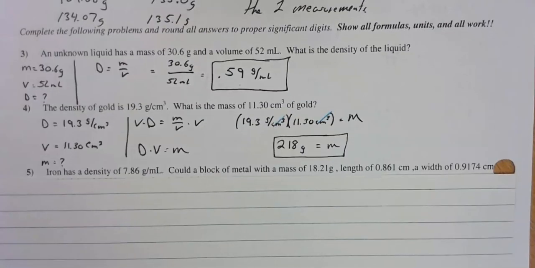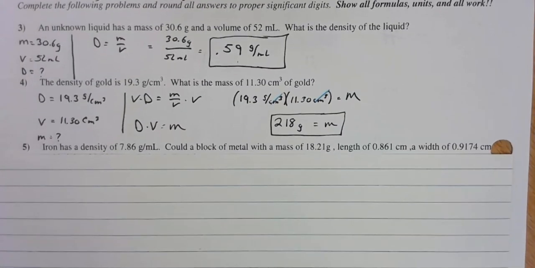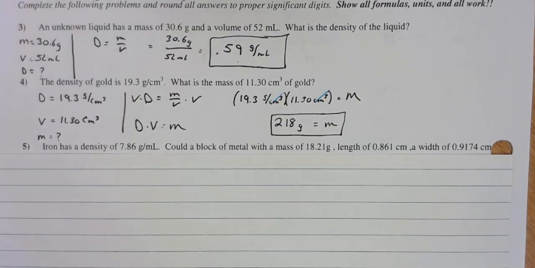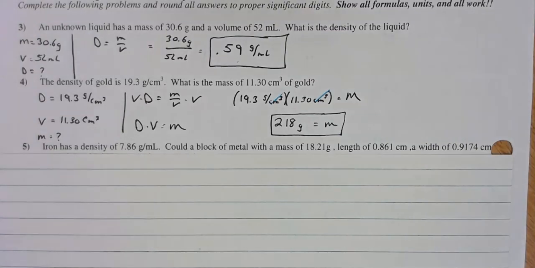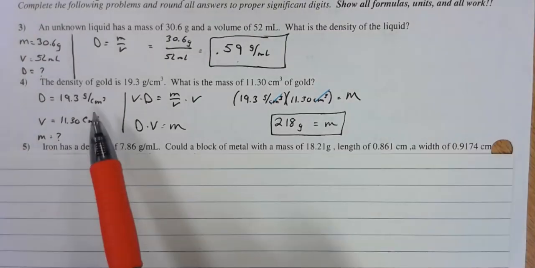If we move to question number 4, question number 4 says the density of gold is 19.3 grams per centimeter cubed. What's the mass of 11.30 centimeters cubed of gold? So for this problem, we want to, again, make our data table. All right, so I have my data table of 19.3 grams per centimeter cubed is my density.